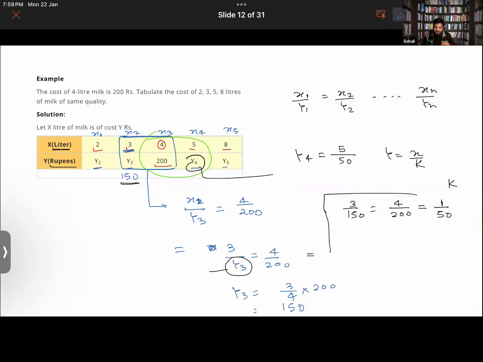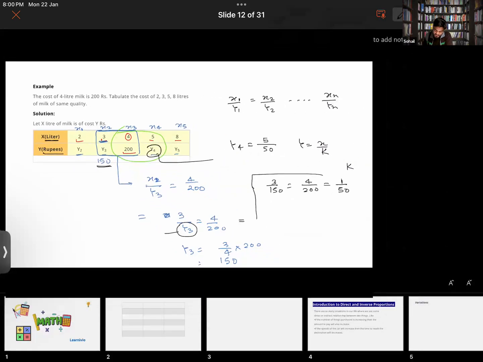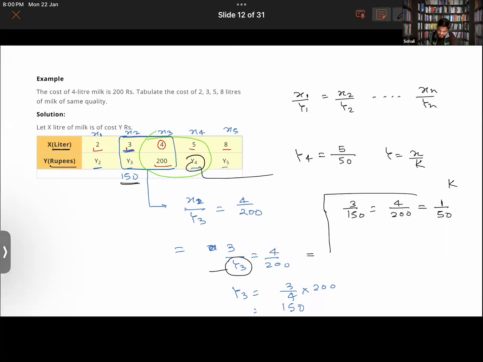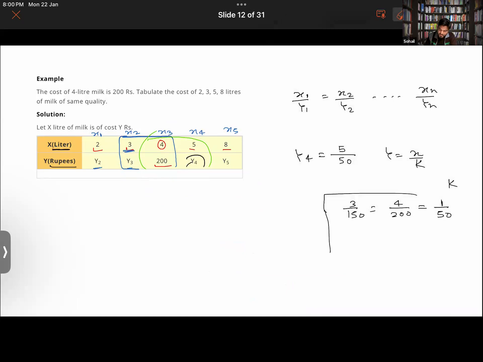Wait. Over here, y4, not in that manner. What we have to find is y, right? So there is a mistake in the arrangement here. Understand it in this manner. Let me revise this part and erase it. See over here: 4 upon 200 equals 5 upon y4, equals 8 upon y5, and here it is equal to 3 upon y3.